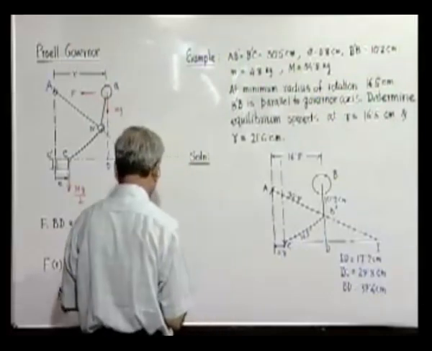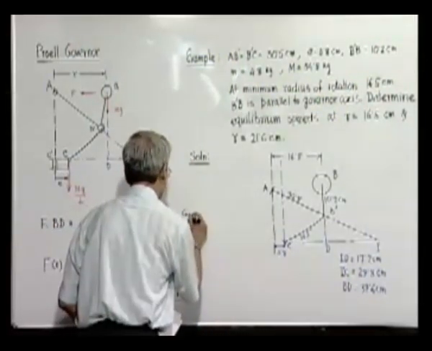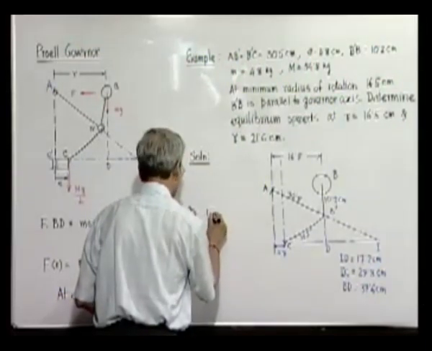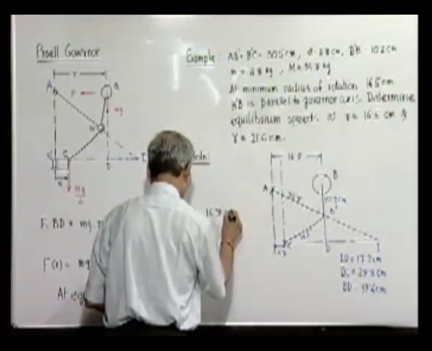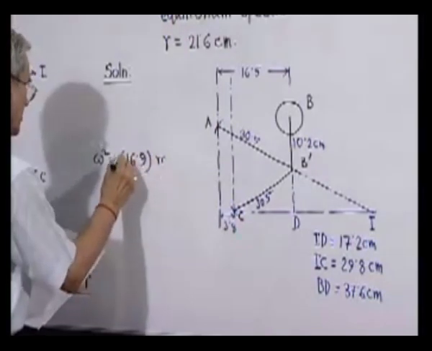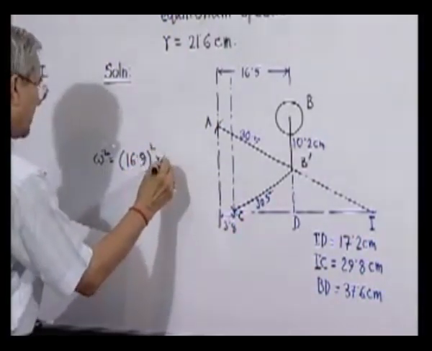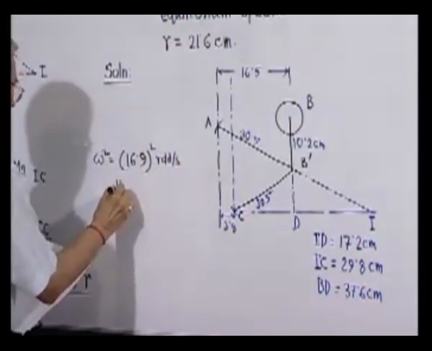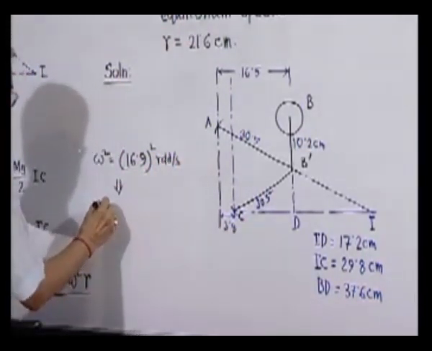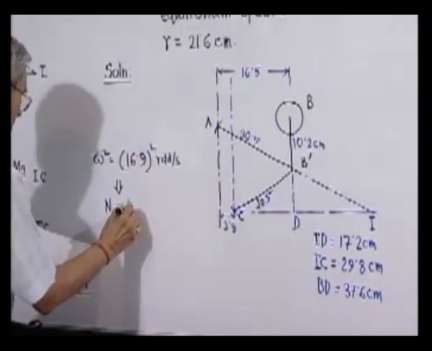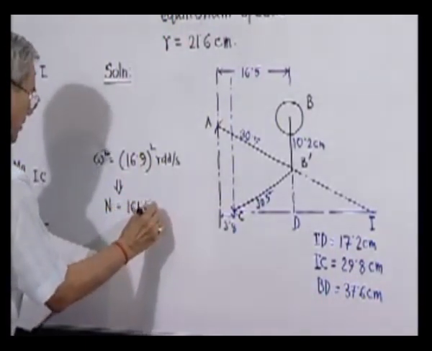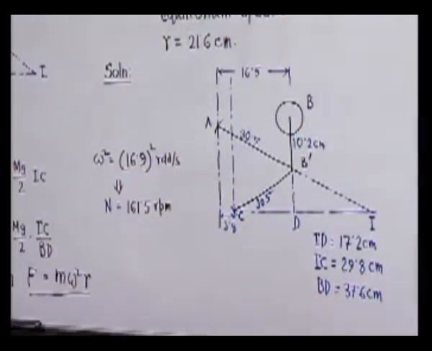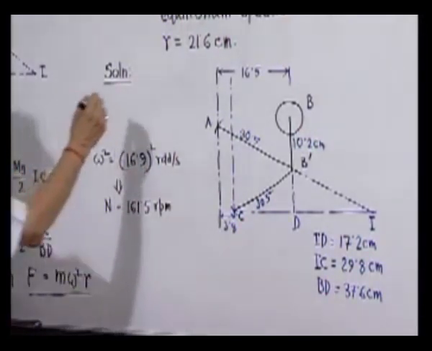So what we will get is that omega square is equal to 16.9 radian per second, which will ultimately give us the RPM at R is equal to 16.5.